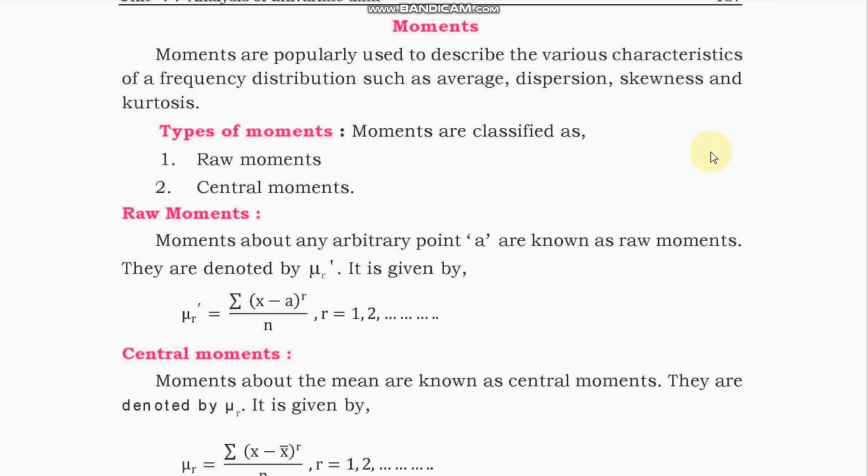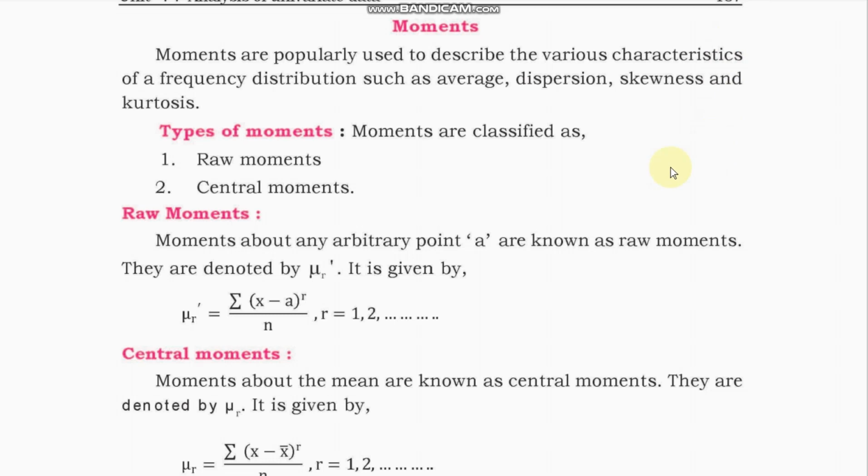As we had discussed at the beginning of the chapter on analysis of univariate data, there are four measures which describe data, that is measures of central tendency, measures of position, measures of dispersion and measures of skewness and kurtosis. So all these describe a particular characteristic of the distribution. So moments summarize them in a simpler form.